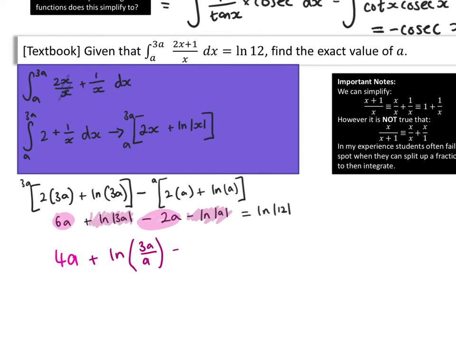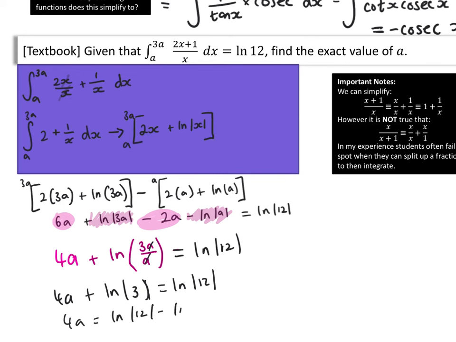Now this, in fact, equals ln 12. So we're going to get 4a plus the ln of... sorry, not the ln of 2a. What am I thinking? Ln of 3 equals ln of 12. I'm going to minus ln 3, so they're going to cancel. So I'm going to get 4a equals ln of 12 minus ln of 3. Now we know when we minus them, it's divide. So 4a equals ln of 12 over 3. 4a equals ln of 4.